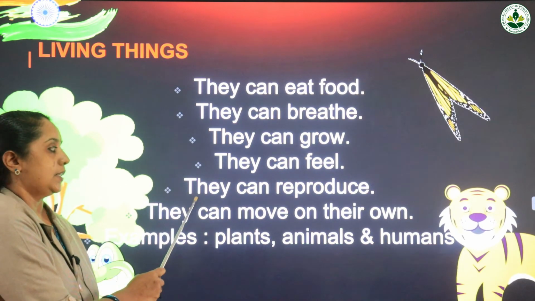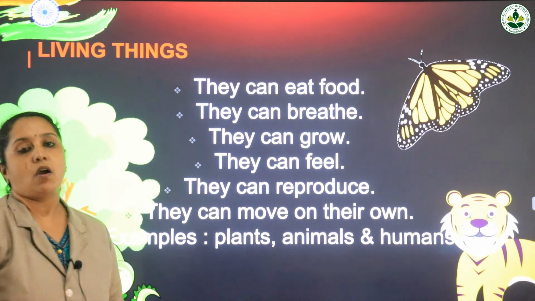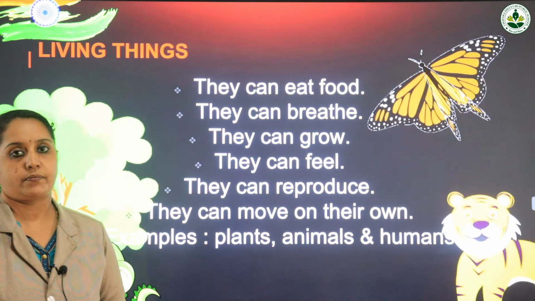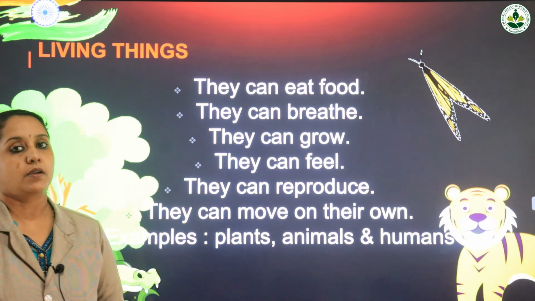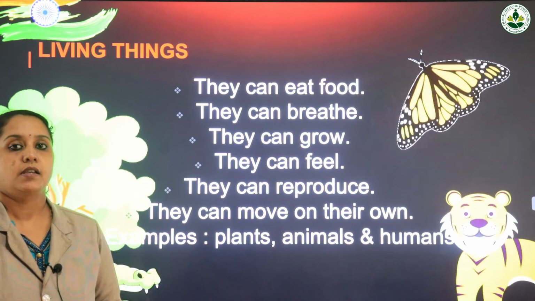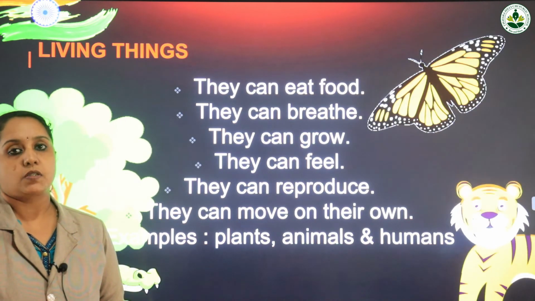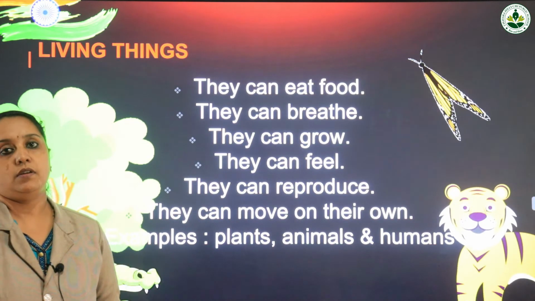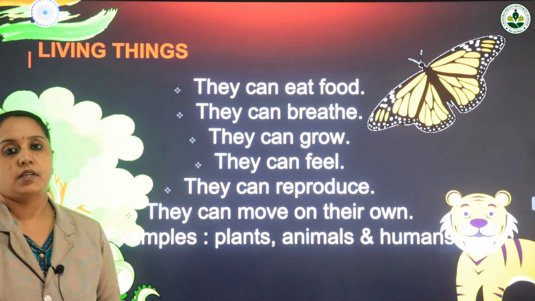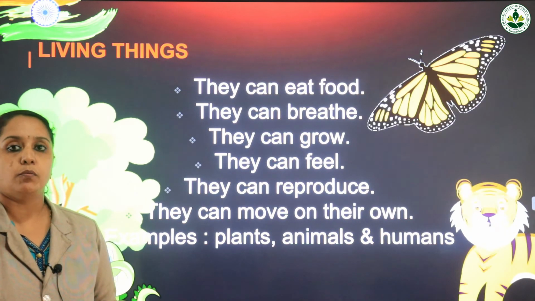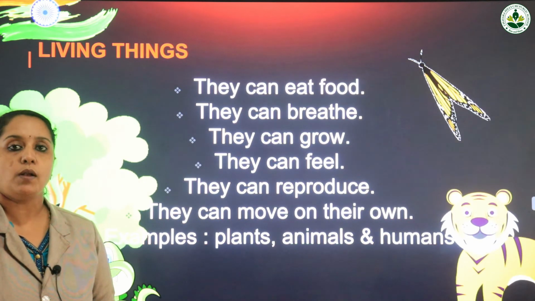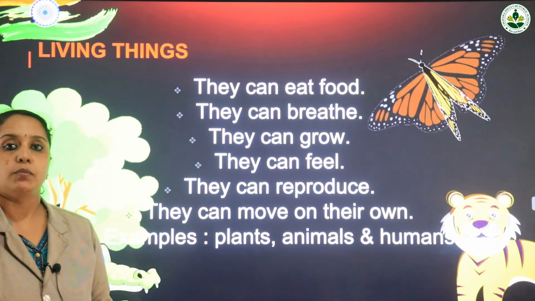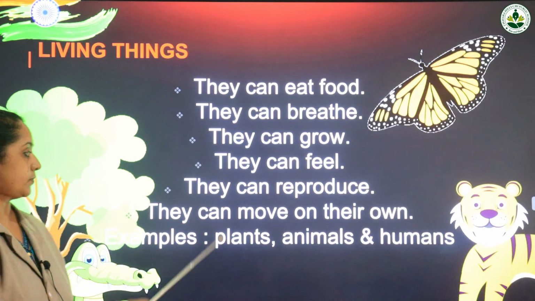Next point, they can reproduce. All the living things can produce their young ones. Some produce their young ones by laying eggs and the eggs hatch out into the newborns. Others give birth to young ones. So all plants and all animals and all human beings give birth to their young ones.